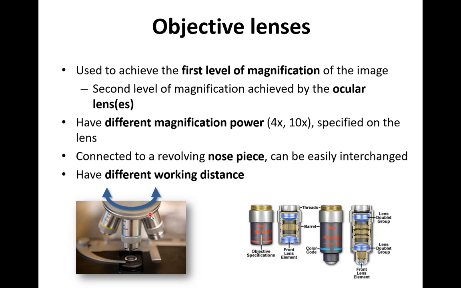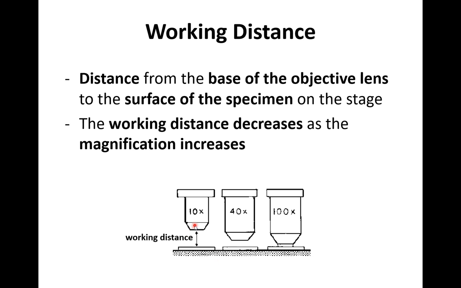Now the objectives can be interchanged using the nose piece, but they always have to end up perpendicular to the sample on the stage, and also at the correct working distance. They all have different working distances, which is defined as the distance between the lens and the top of the specimen. Each lens has its own specific working distance that brings it into focus. And these working distances tend to get smaller and smaller as the power of the objective lens grows, to a point that you are almost touching.